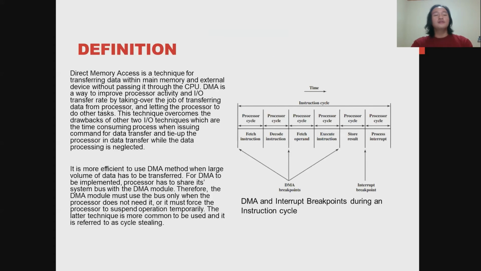Direct memory access or DMA. Definition. Direct memory access is a technique for transferring data between main memory and external devices without passing it through the CPU. DMA is a way to improve processor activity and input-output transfer rate by taking over the job of transferring data from the processor and letting the processor do other tasks.